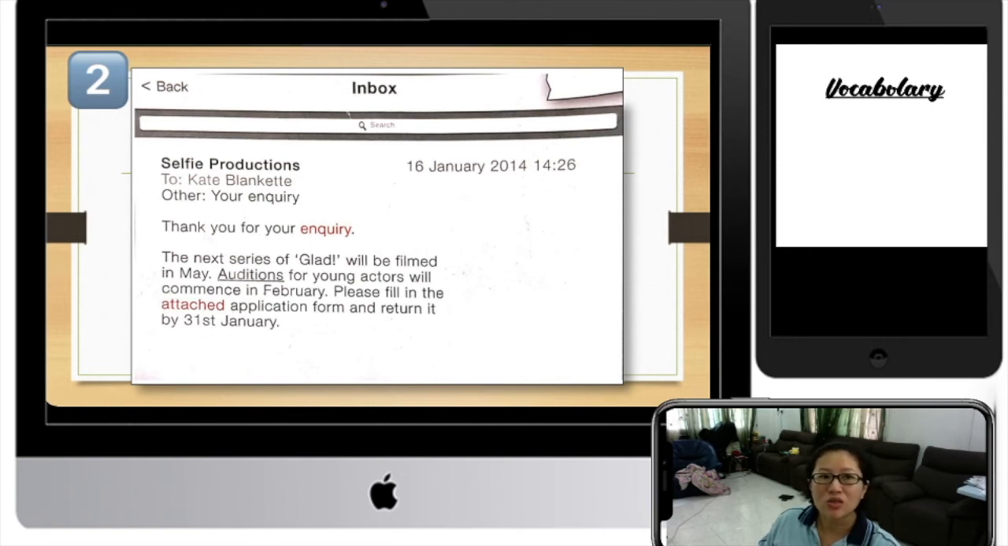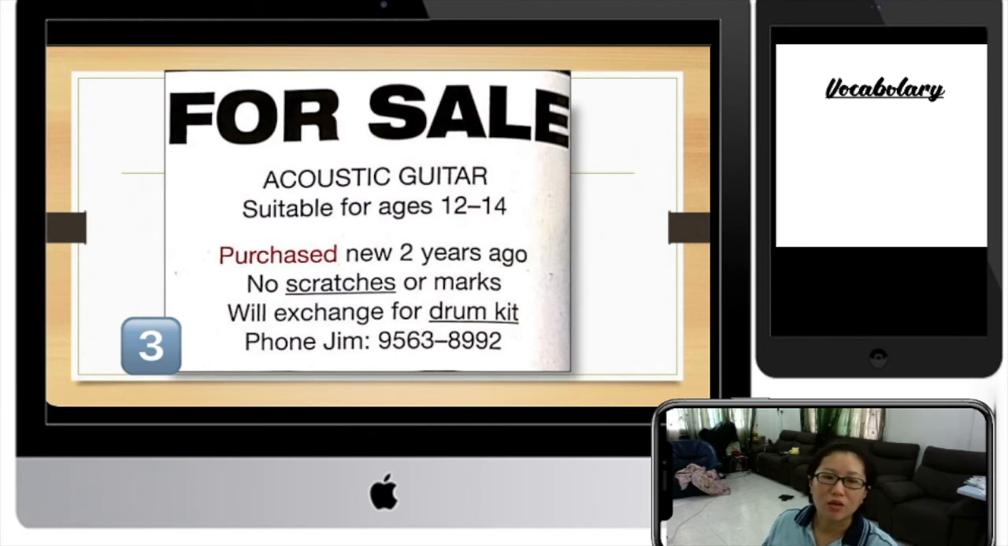For sale, acoustic guitar suitable for ages 12 to 14. Purchased new 2 years ago. No scratches or marks. Will exchange for drum kit. Phone Jim at 9563-8992.